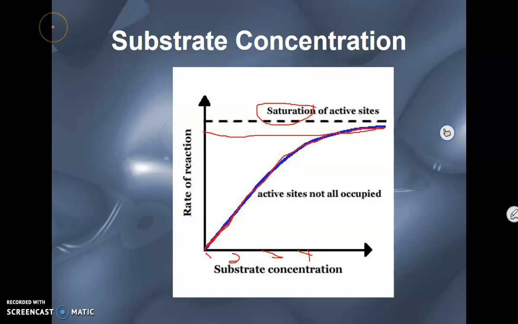But at some point, let's say there are 10 registers. Before there was only one working, and now there are 10. At some point, there'll be no more cashiers, and people will still be waiting. At that point, even if you increase the substrate, even if there are now 1,000 people, the reaction can't go any faster because all the enzymes, or all the cashiers, or all the machines in this case, are occupied. So the reaction doesn't stop. It's just that the reaction can't go any faster. All the cashiers or all the enzymes are occupied.